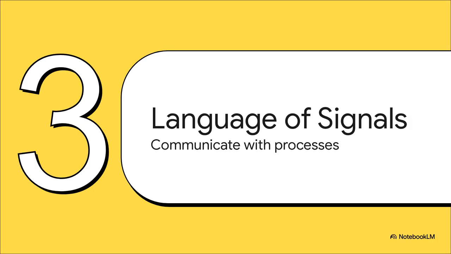Okay, so now we can see our processes. The next question is, how do we talk to them? Because yelling at the screen doesn't really work. We use a very precise language called signals. And understanding this is the absolute core of process control.